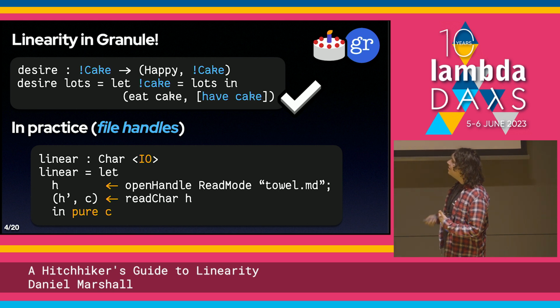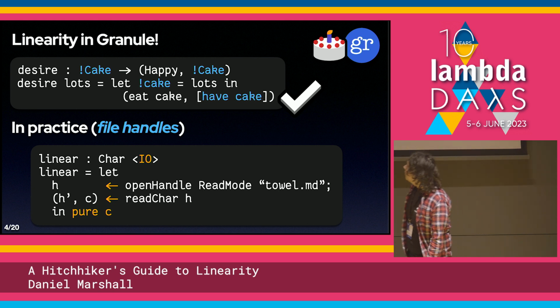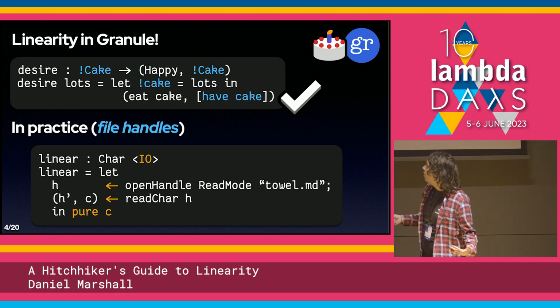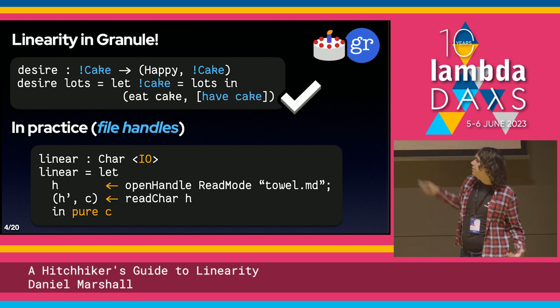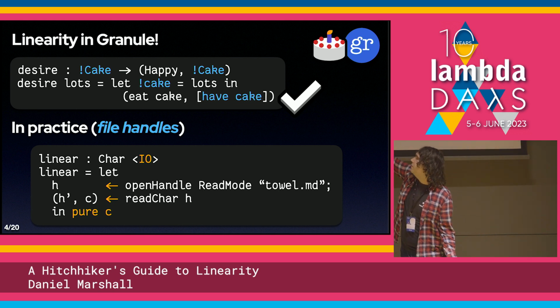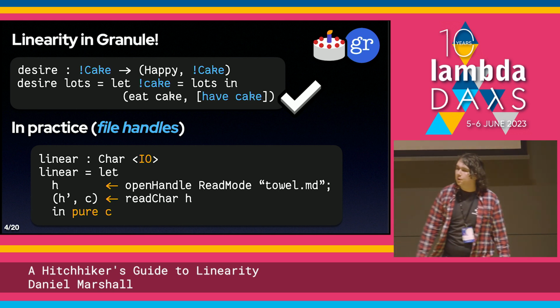On the next line, we read a single character from that file. So that character comes out as C on the left-hand side here, and we also have the handle again, which is now called H prime. And then on the final line, we return the character value from the function. So that's the C. We wrap it back up inside IO. So that's what the pure is doing.